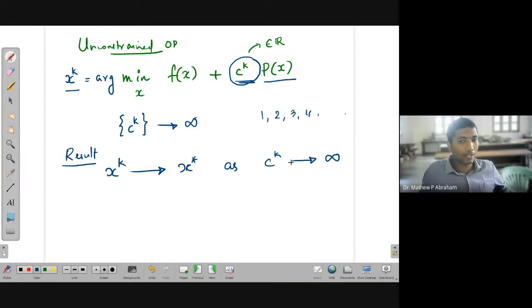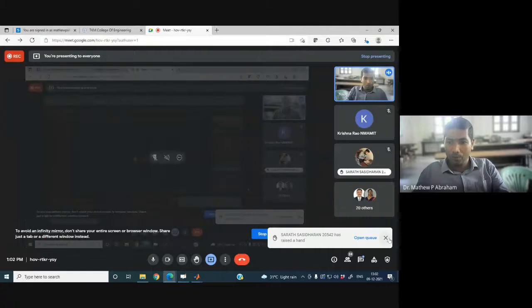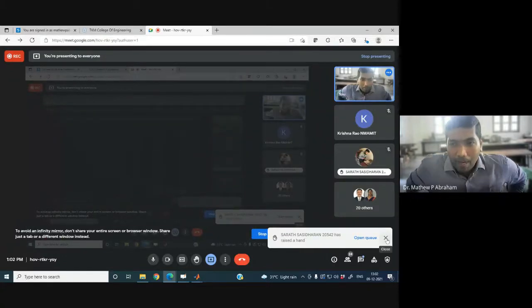Practically we cannot consider a sequence which converges to infinity, but while doing the algorithm we can consider a sequence which converges to a high value. As the sequence ck converges to a high value, the sequence of these solutions will converge almost to the solution x star. Okay, so this is what is happening in the penalty function algorithm. A similar thing happens in the case of the barrier function. In place of the penalty function you have the barrier function, and in the case of the augmented Lagrangian you have something called the augmented Lagrangian function. I hope you got a brief idea of the penalty function method as well.